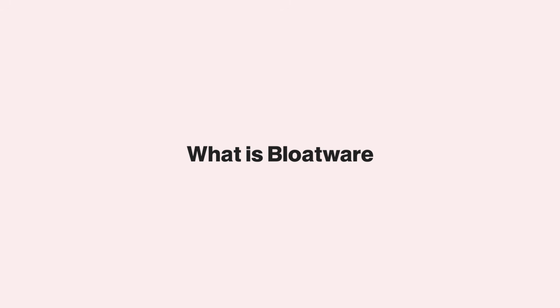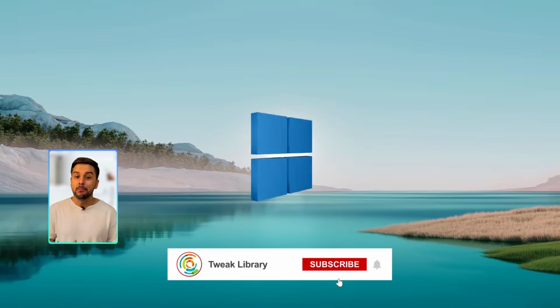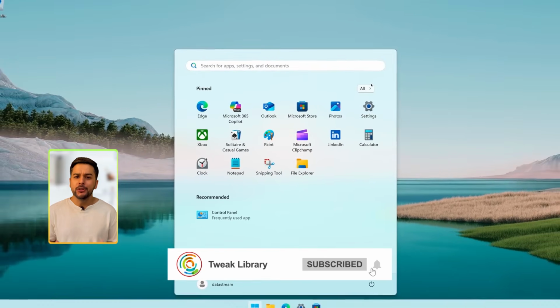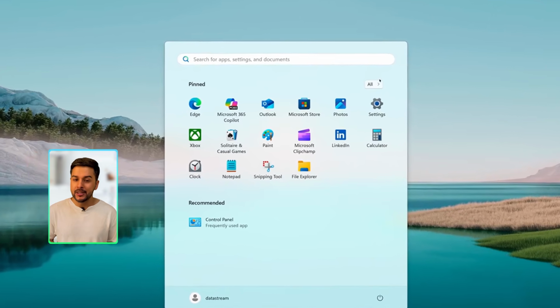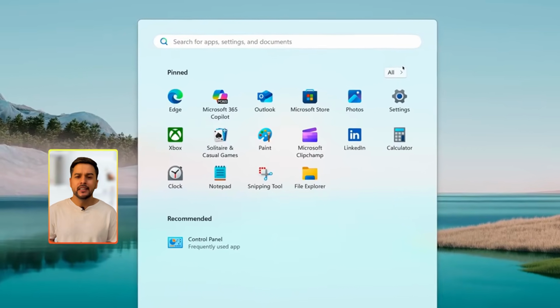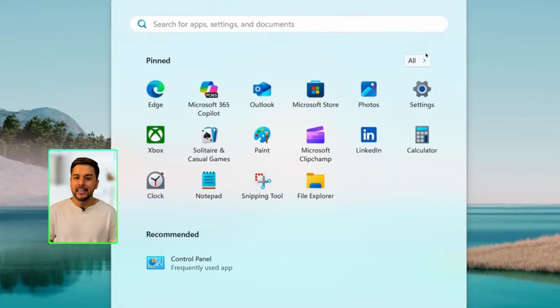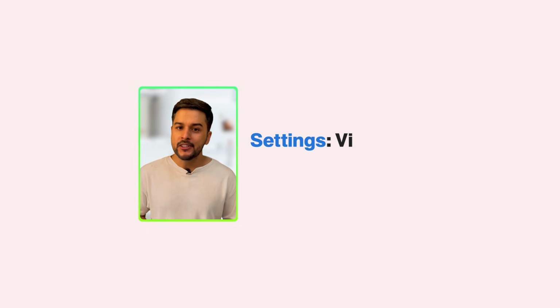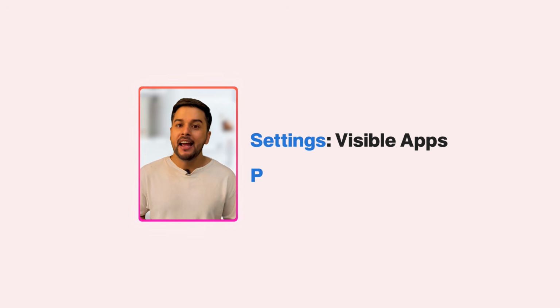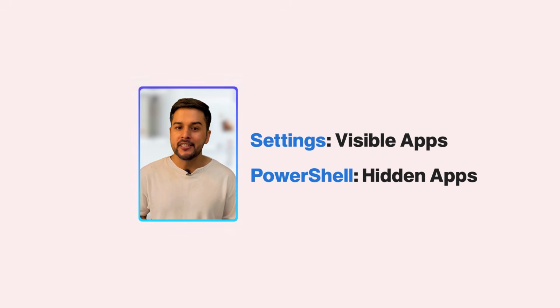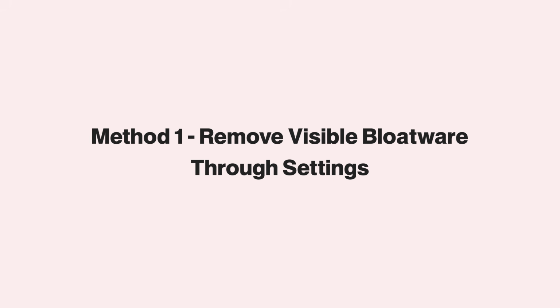Bloatware is all the unnecessary apps and software that come pre-installed on Windows 11 that you never asked for and probably never use. Things like pre-installed games, Xbox Game Bar, clock, tips, weather, and a bunch of other apps running quietly in the background, eating up your RAM and slowing down your PC. We are going to remove all of it in two simple steps. First, through settings for the visible apps, and then through PowerShell for the hidden ones that settings does not even show you.